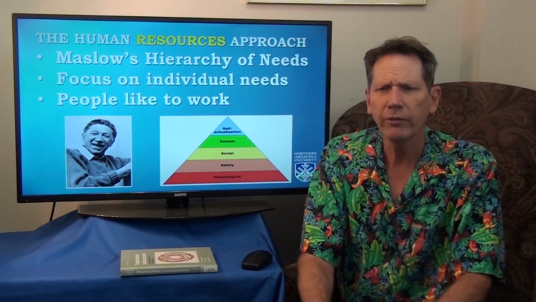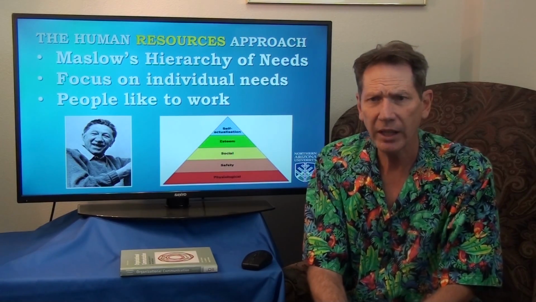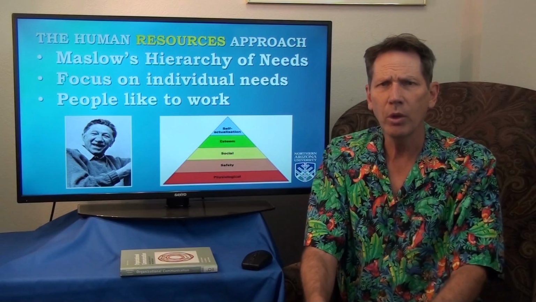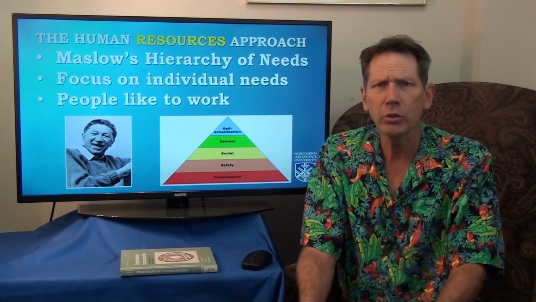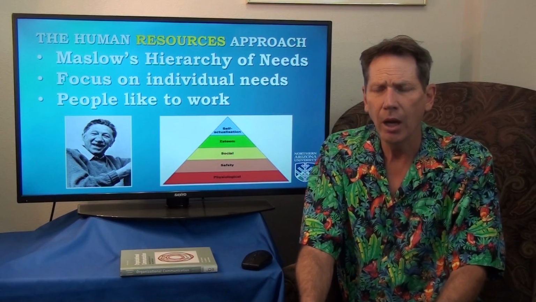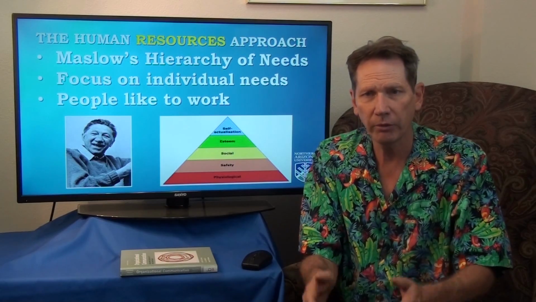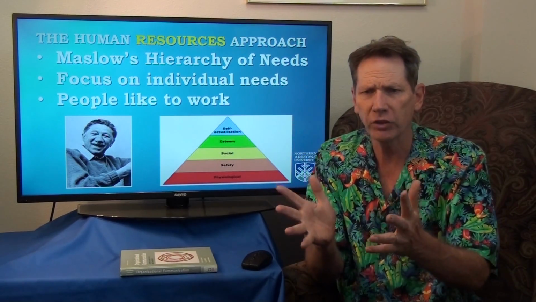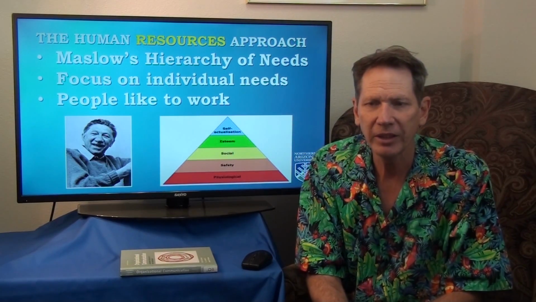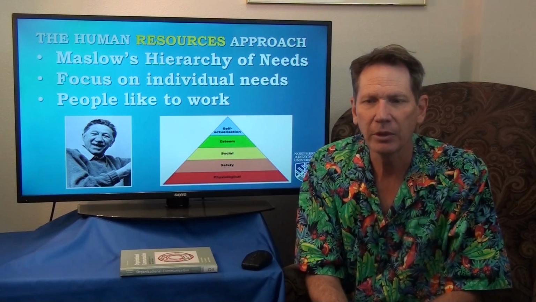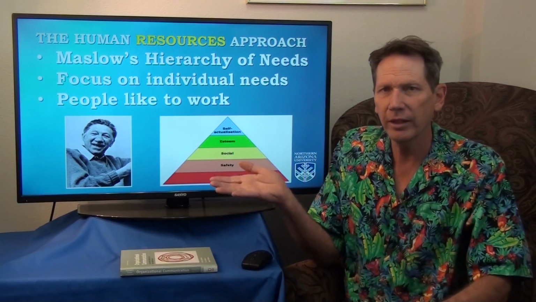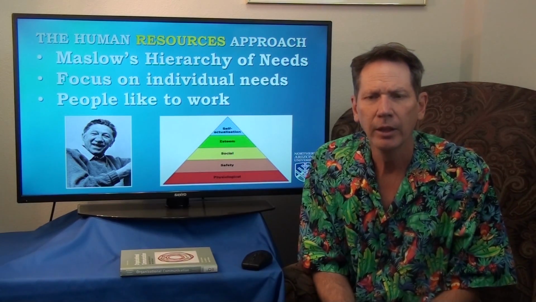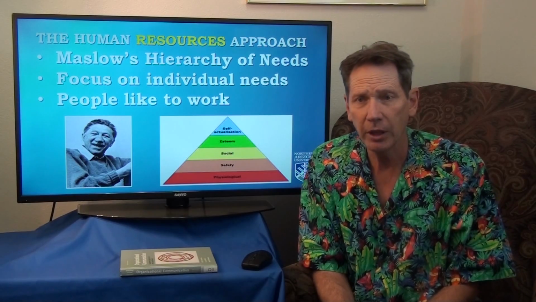And so there's more of a focus on individual needs, and recognizing that people like to work. They want to feel useful. They want to be committed to an organization. They want the security that comes from fitting in well and being a part of something, and leading to this esteem and self-actualization, those higher levels in Maslow's pyramid there. And organizations really did begin to realize this.